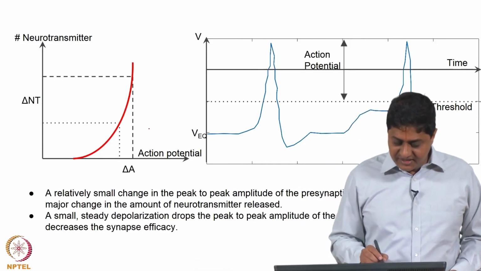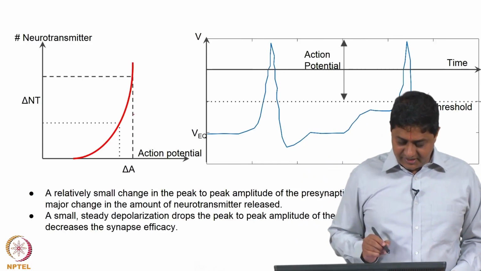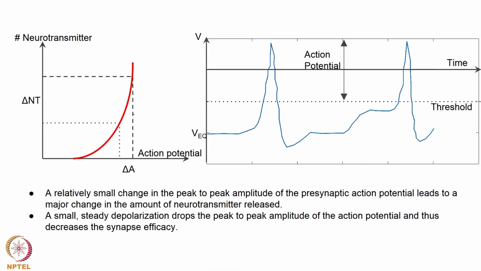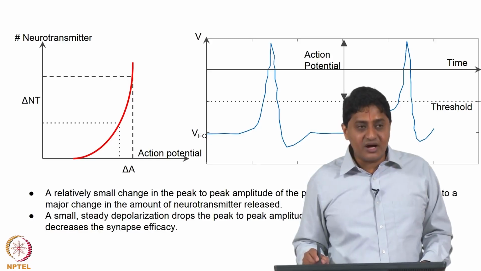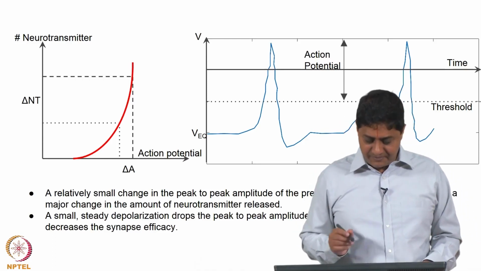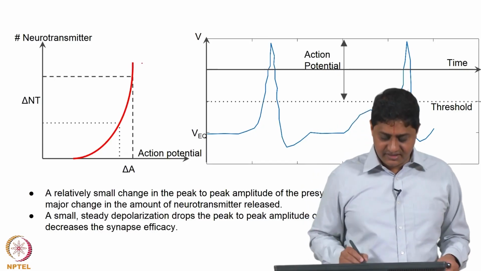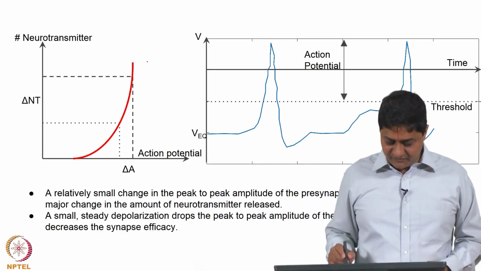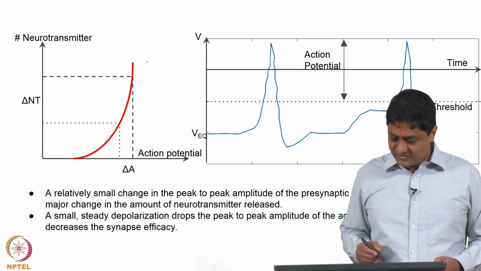So the difference in the amount of neurotransmitter that is released depends on the difference in the peak to peak amplitude, that is what I was discussing. If the peak to peak amplitude of the presynaptic action potential is relatively small, then the amount of calcium that enters is also relatively small. Okay. So this varies as a function that is shown here. For example, this is an example data.